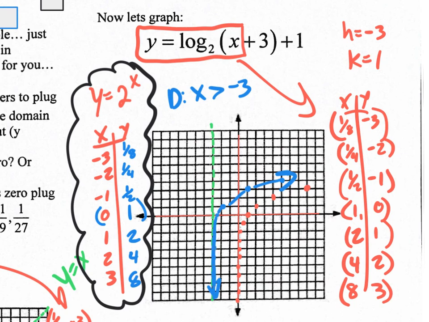And how about the range of this blue graph? Y definitely is all real numbers because it does go down forever on the y's and it does go up forever on the y's. Even though it curves this way, it continues to go up forever. So it goes up and down forever. So your y values are all real numbers for your range.